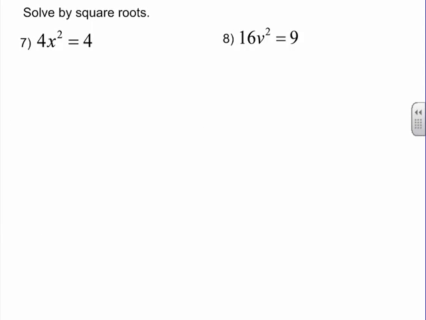Alright. Finally to the end. Solve by square roots. Go ahead and give both of these a try. Pause the video. Try them out. And then we'll come back.